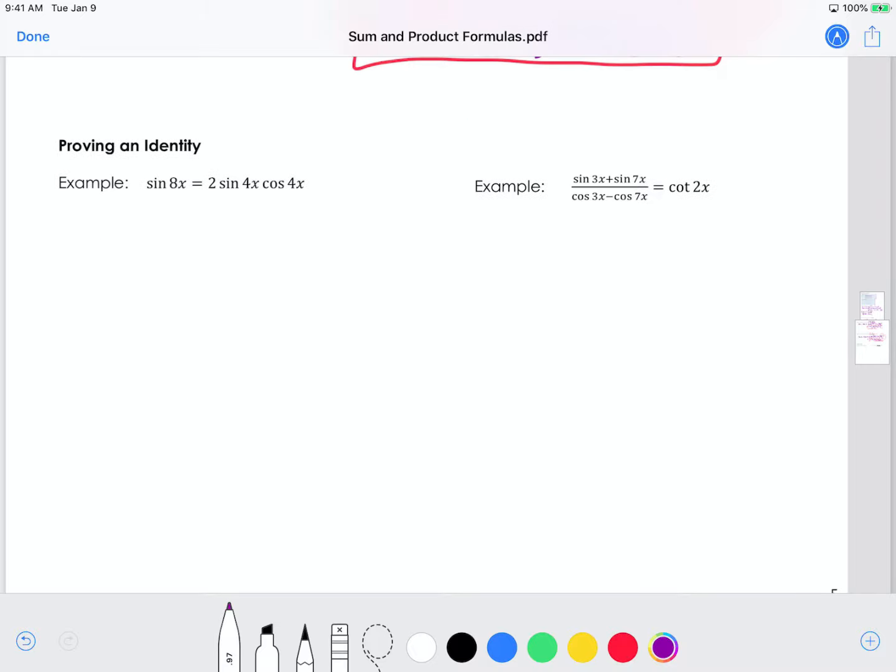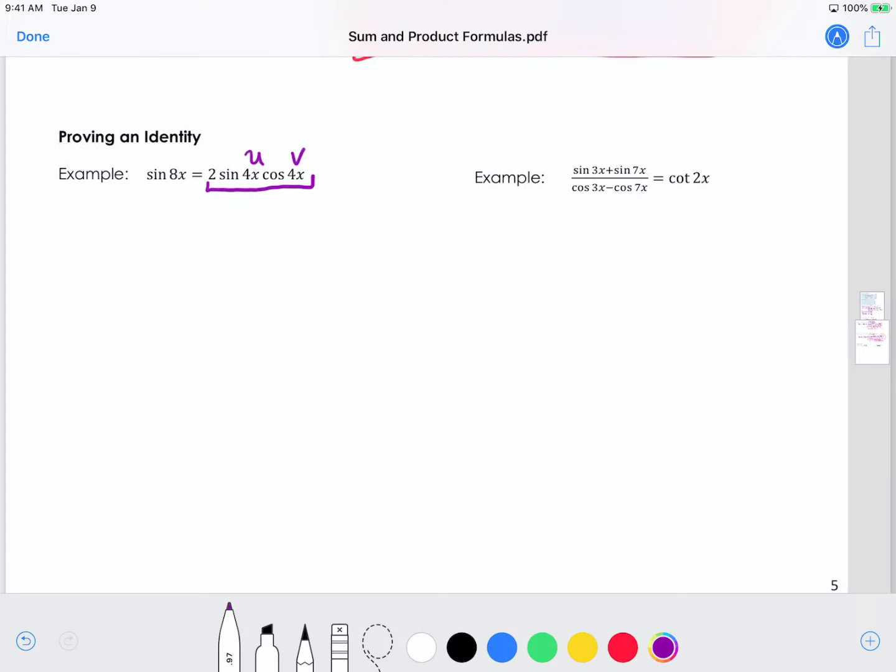Now let's use these formulas to prove identities. I'm going to take this right-hand side, and I'm going to use my sum and product formulas to show that it's equal to sine 8x. So I'm going to think of this as u and this is v, and I'm going to look above in my shaded blue box to see if there's a way I can write this as a sum or difference if I have sine of u times cosine of v.